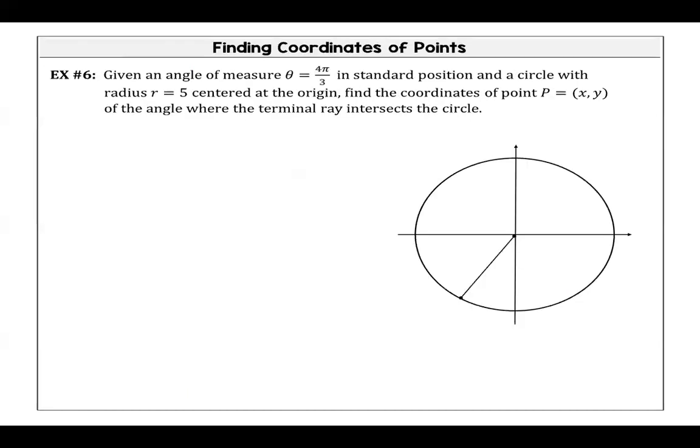All right. So looking here, we're given our angle, our theta, and our theta is 4 pi over 3. We're going to graph it in standard position, which is already graphed for us. So this is 4 pi over 3, theta equals 4 pi over 3. The radius is going to be 5. R equals 5. And it wants us to find its ordered pair of x and y.